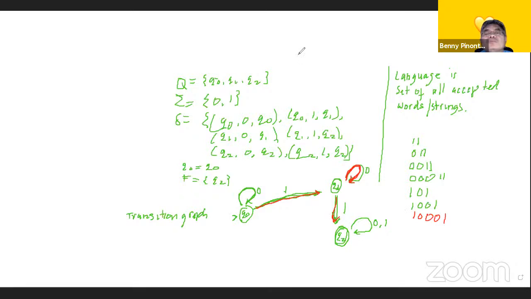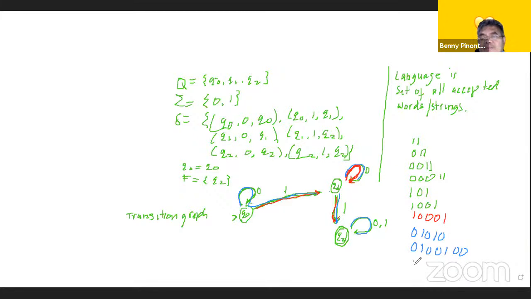But you can also go from here, so that is 0 and then 1 and then 0, and then 1, and then you can take either 0 or 1 here. And 0, 1, 0, 0, 1, 0, 0 is accepted.